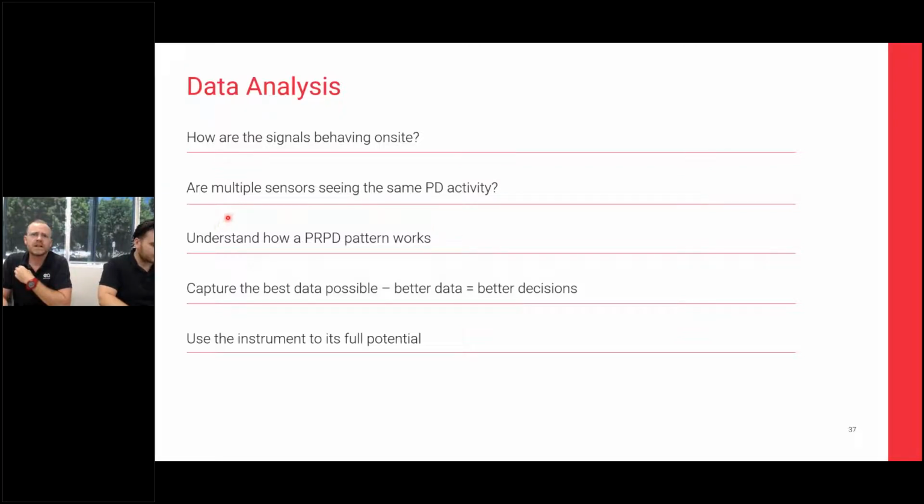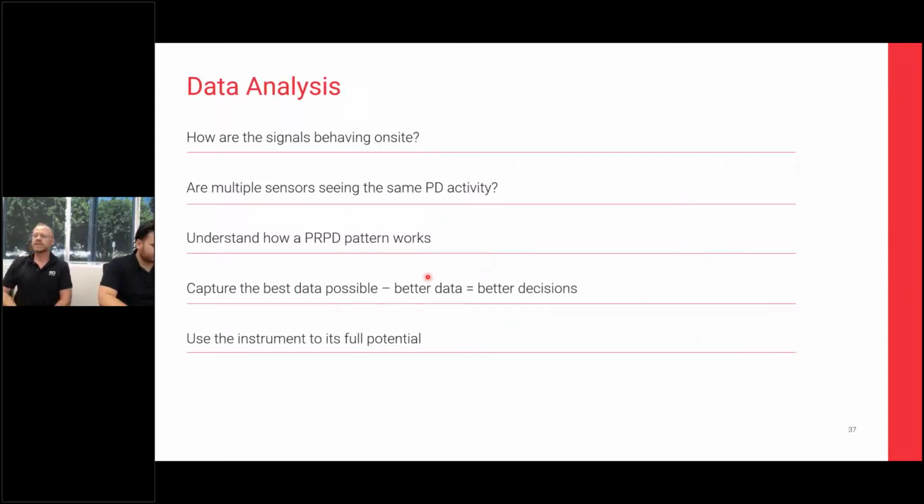So we want to understand how a phase resolved partial discharge pattern works. Your knowledge of how this pattern got created: where are the signals coming from? What sensor am I using to detect these signals? Are the signals traveling, or are they local to me? Look at all my data. That will help you come up with an answer about what is most likely the problem.